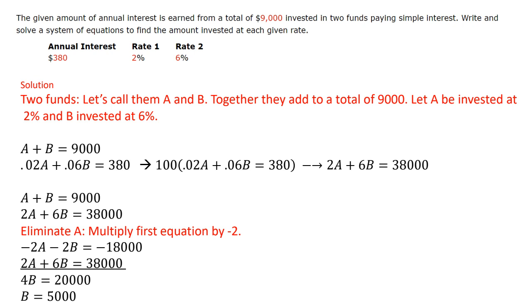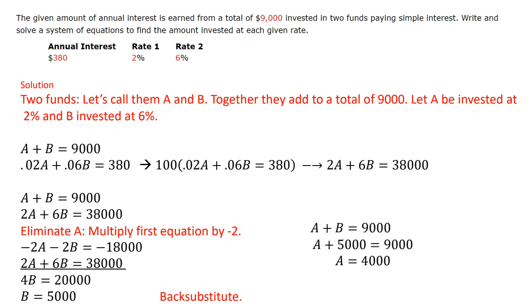I'm going to add the two equations together. When I add the two equations together, negative 2a plus 2a cancels out or eliminates. Negative 2b plus 6b is 4b, and negative 1,800 plus 3,800 gives me 20,000, right? So here, divide by 4 on both sides. 20 divided by 4 is 5, so b is 5,000, yes? So I have one of the investment values, 5,000, but I know I invested 9,000, so I know what the value of a is. But if you don't see it, okay, what we can do is back substitution.